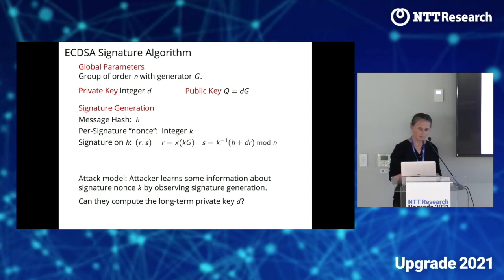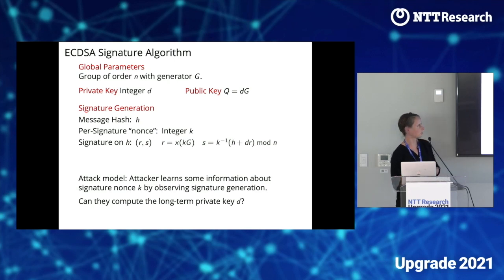I think everybody's seen this before, but just to make sure that we're all on the same page, in ECDSA you have some global parameters: a group of order n with some generator g. Your private key is an integer d, your public key is d times your generator, and then to generate a signature on a message hash, we just have the hash, we don't care about that. The interesting thing about ECDSA is that it requires a per signature nonce, which is actually an ephemeral private key. This is some integer k.